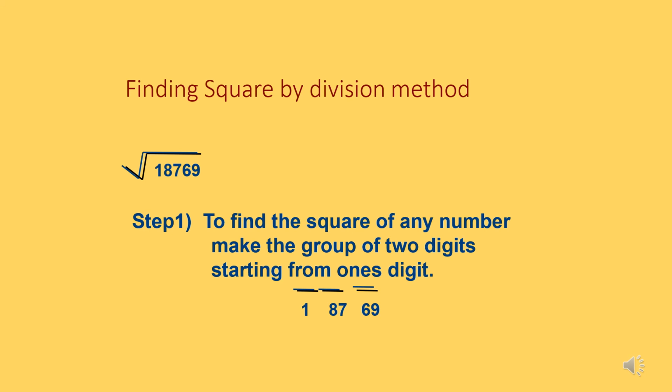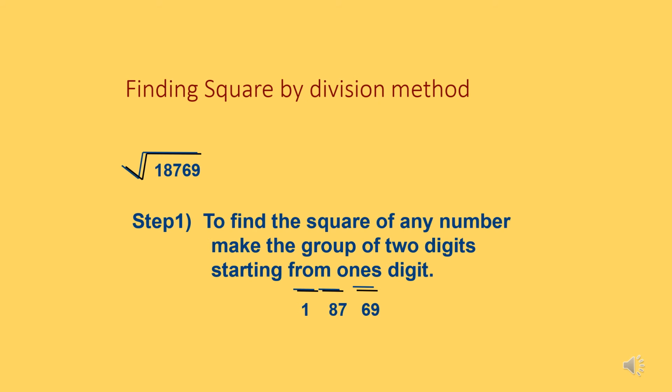Now let's have another example which we have taken earlier. The number we have to find the square root of is 18,769. As you know, to apply the division method, we have to make groups of two digits starting from the ones digit. So the first group is 69. Moving forward, we have one more group, 87. Then we have a group of only one digit, number 1.